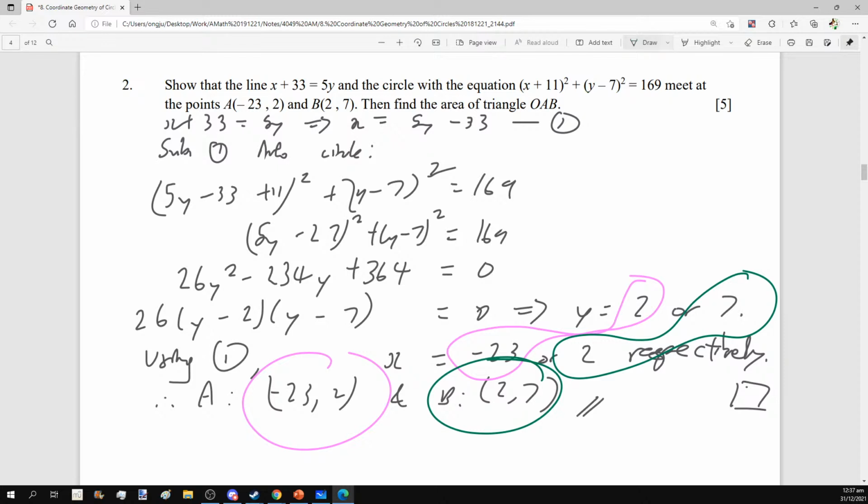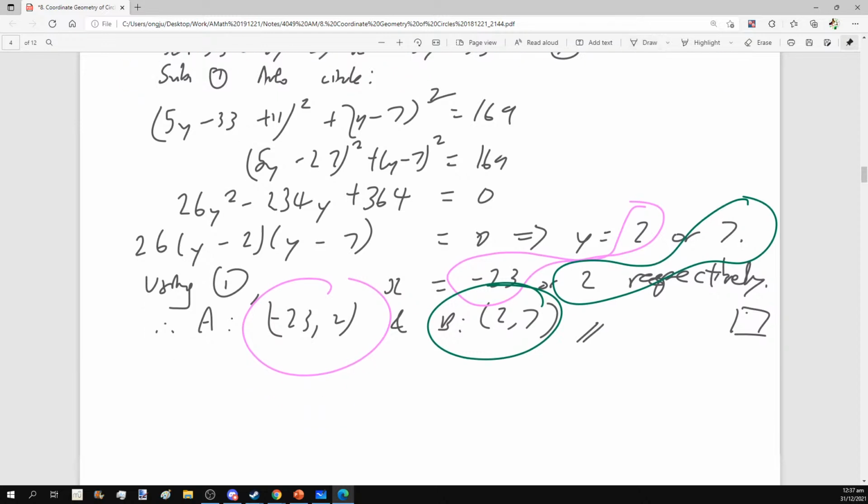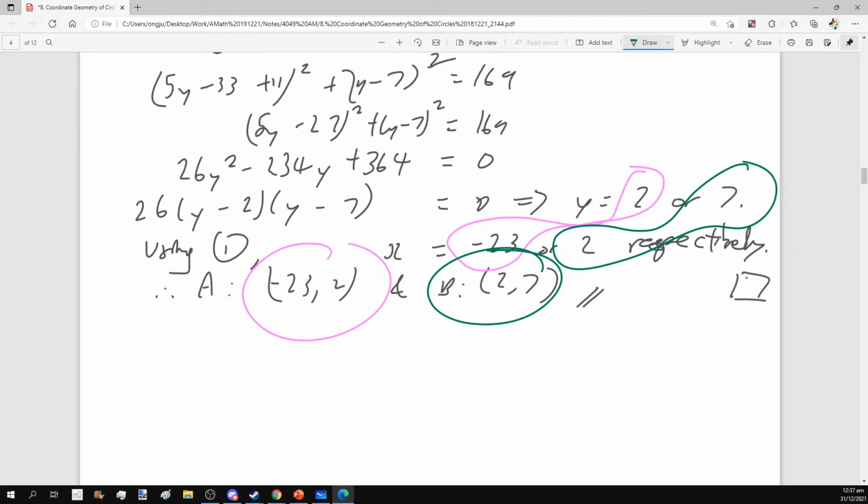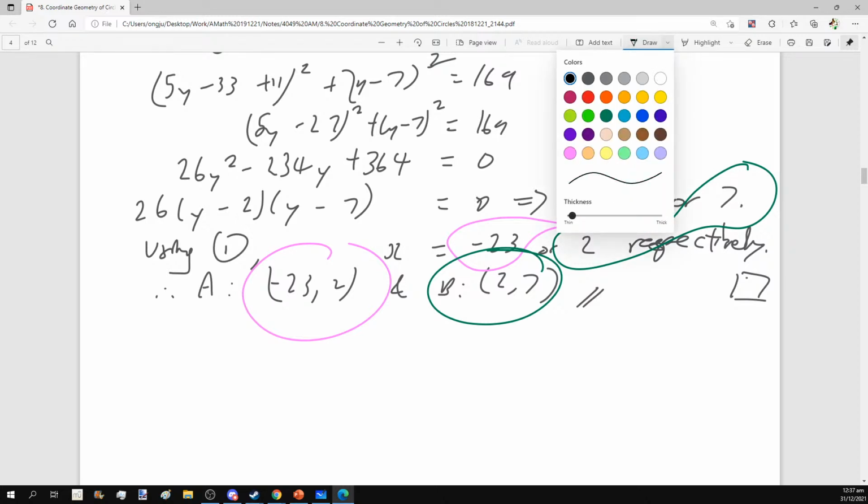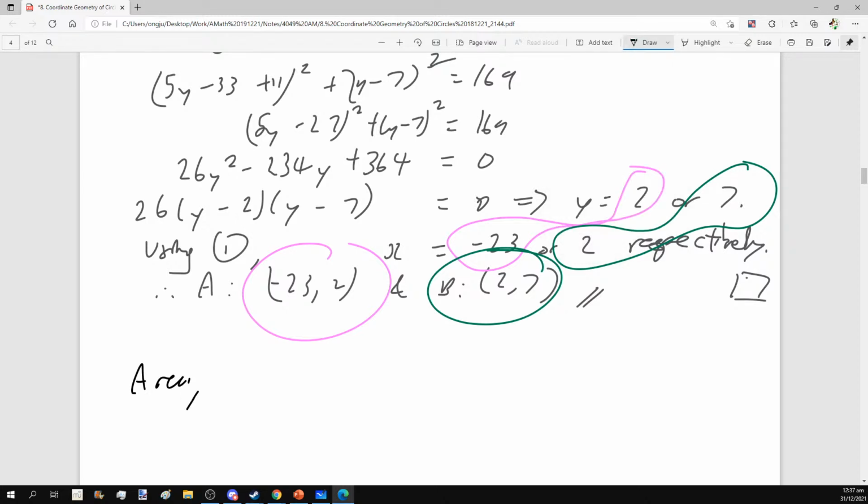Once we are done with all this, the last part of the problem asks, can we find the area of triangle OAB? In this case, there are two options. Option 1 is to use our technique from the previous lecture. We can simply use the shoelace strategy. We have O, which is 0, 0. We have A, which is negative 23, 2. We have B, which is 2, 7. Don't forget to go back to the starting point, 0, 0.